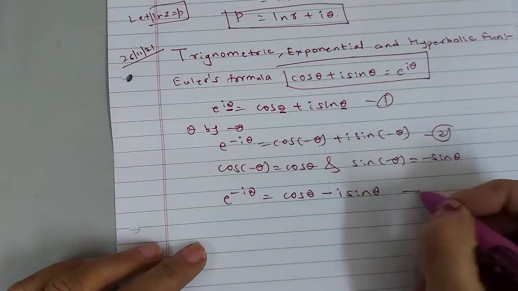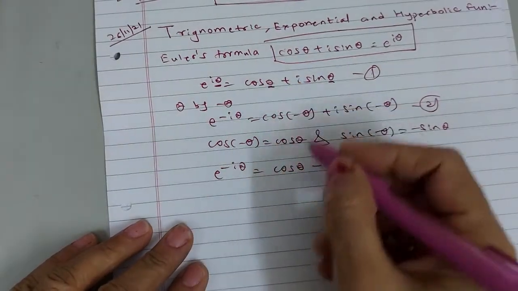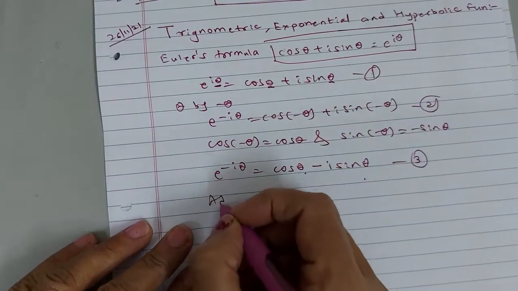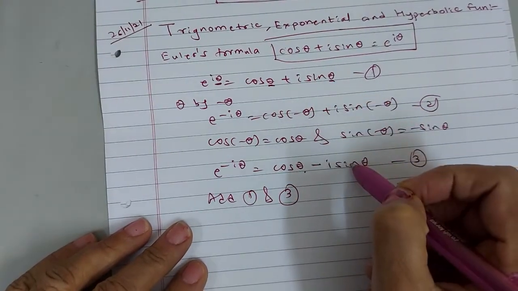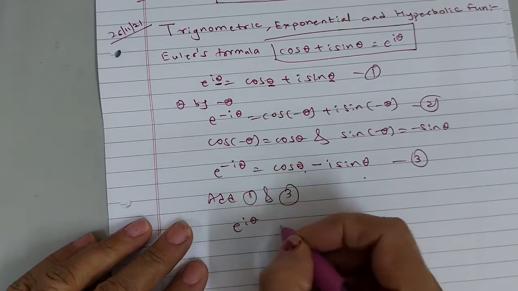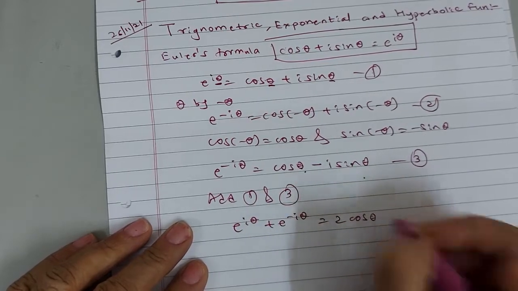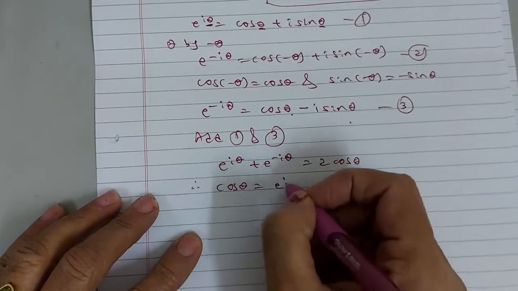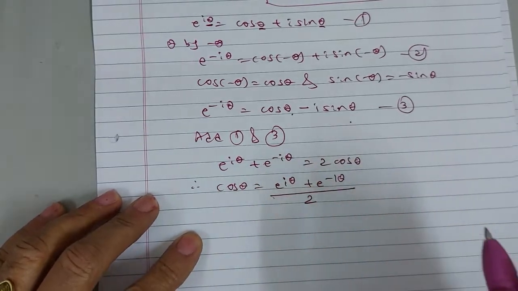Fine. So we'll take equation number 1 and 3. If I try to work on these two equations, if I add equation number 1 and 3, what will I get? This term will get cancelled, and I'll get 2 cos theta. So when I add them, I get e to the power I theta plus e to the power minus I theta is 2 cos theta. So this gives me cos theta is equal to e to the power I theta plus e to the power minus I theta divided by 2.